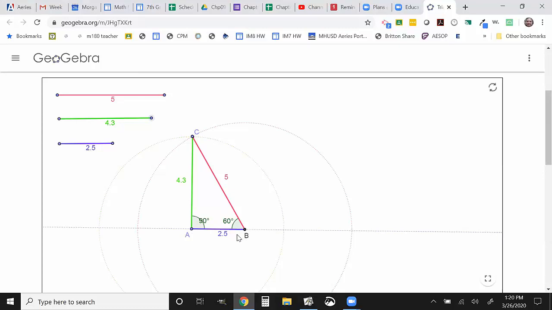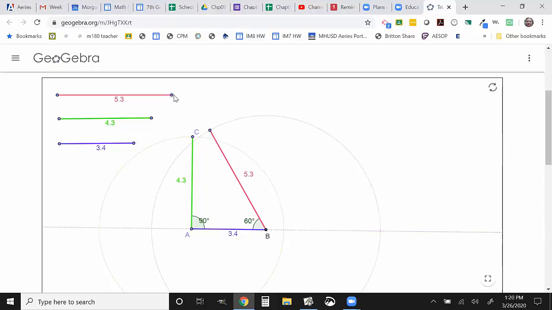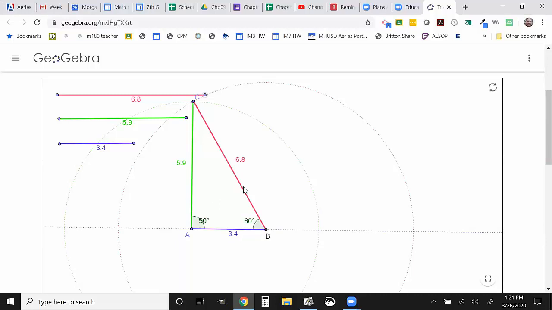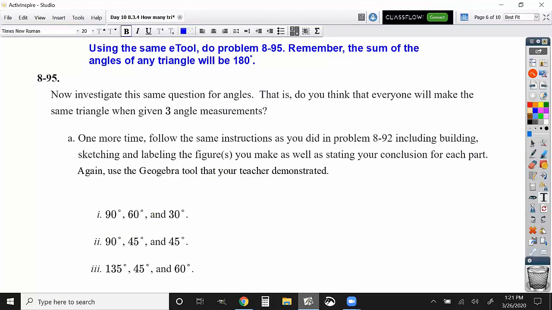In fact, watch this. I'm going to make mine different. Here's a 90, 60, 30. I'm going to make this go bigger. And then I'm going to make this go bigger. And then I'm going to make this go bigger. And here is a new 90, 60, 30. Right about there. Close enough. There's a new one. Still 90, 60, 30. But is it the same as the other one I made? No.